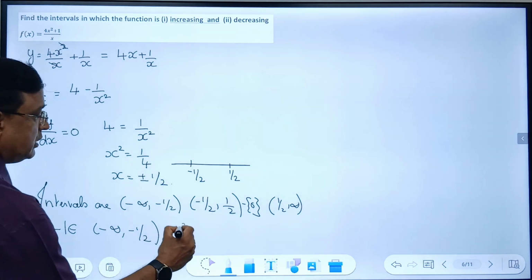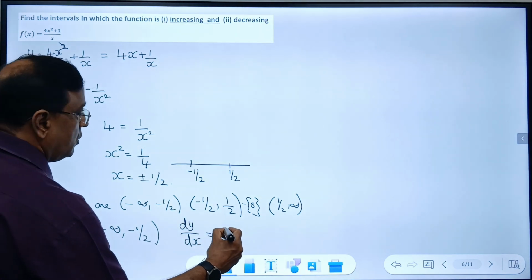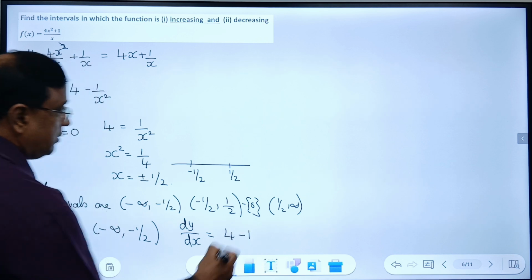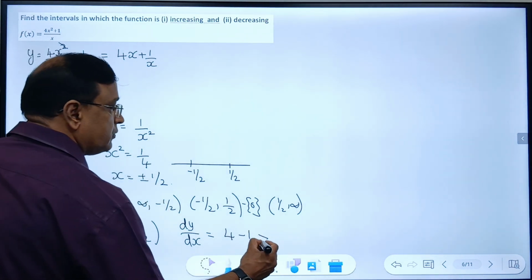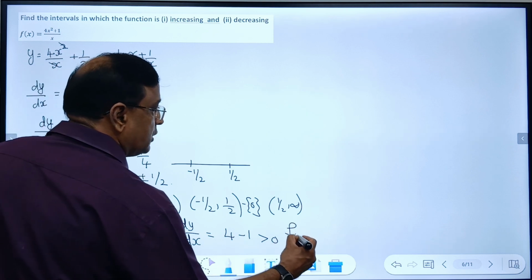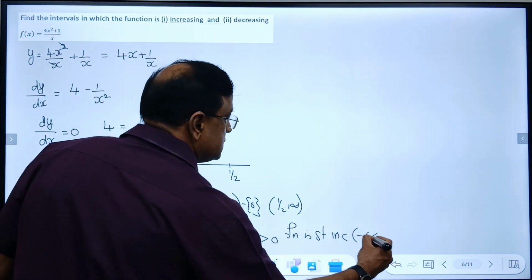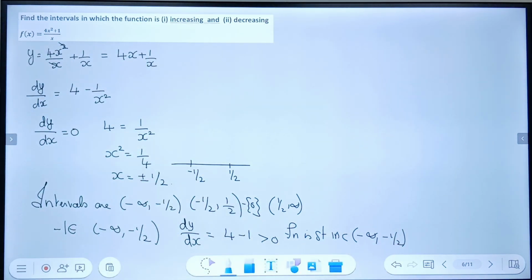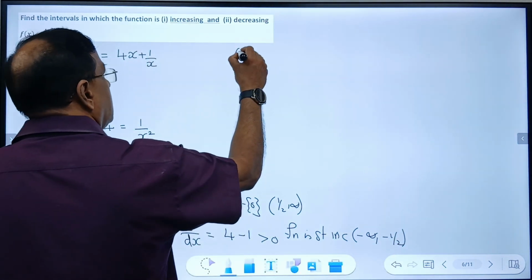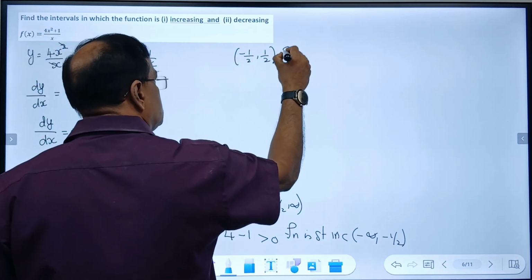And what happens to your dy by dx? Dy by dx will be 4 minus 1. Okay, minus 1 whole square will be 1. So this is positive. Therefore, the function is strictly increasing where? In minus infinity comma minus half. Very simple.